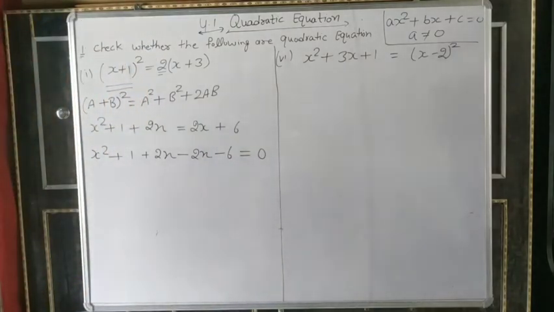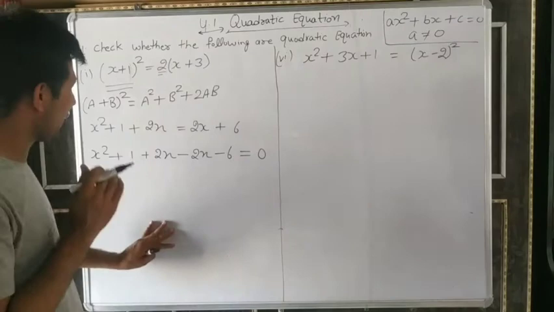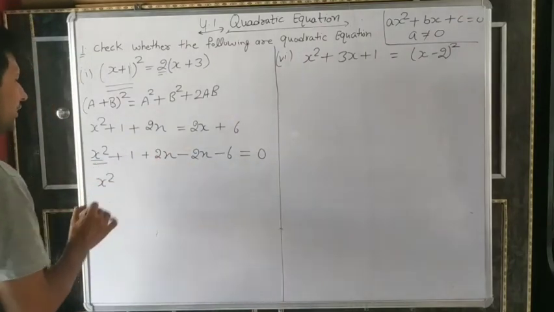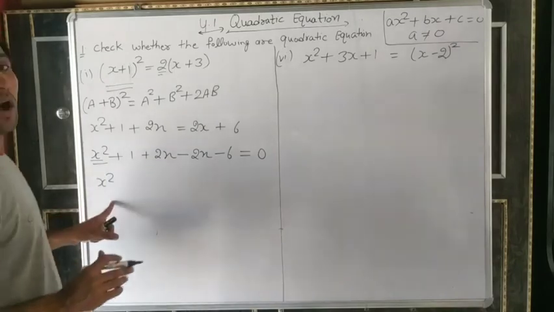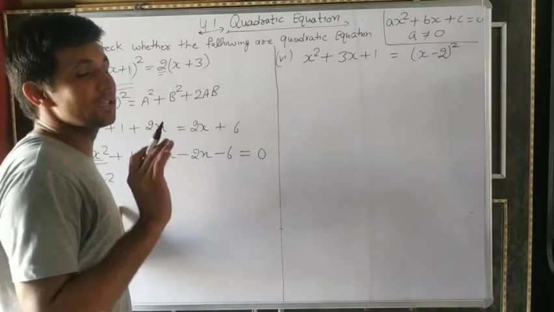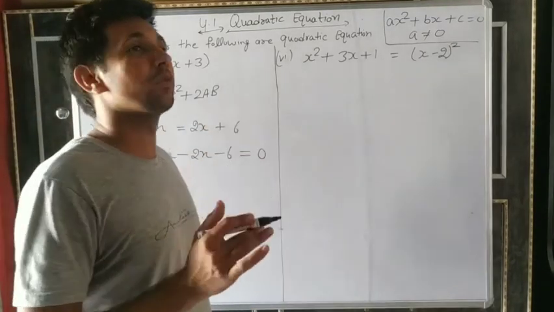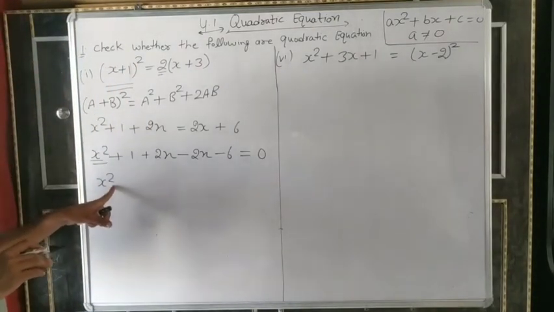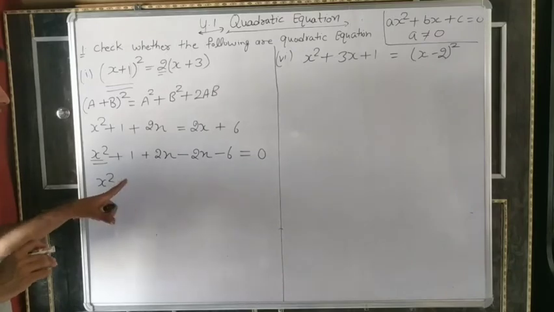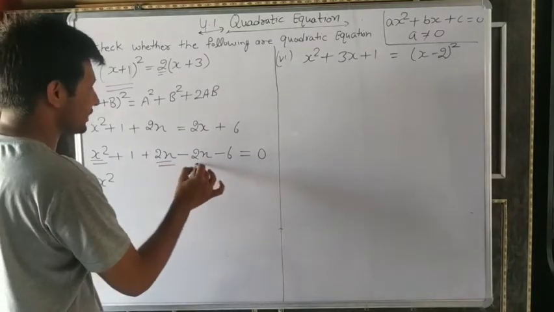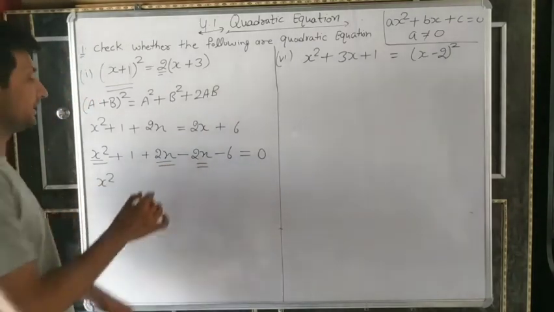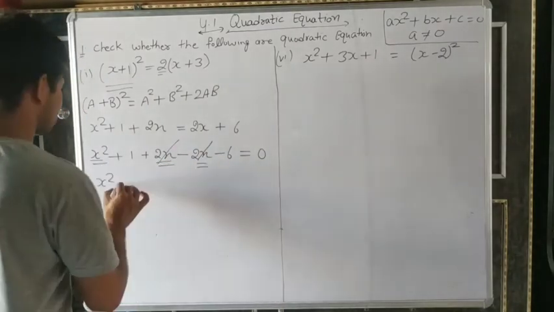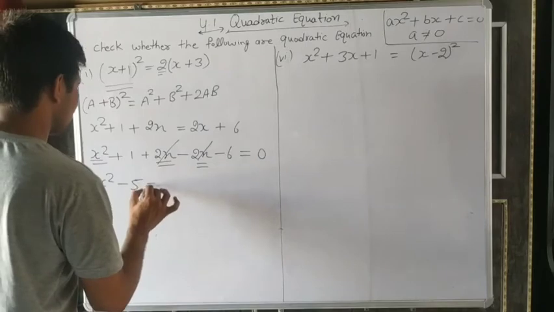Now we will identify like terms. X square, any x square? No. So we will write as it is. Now x square. Now always we will write the equation in descending order. Descending order means first we will write the variable whose degree is more. It is 2. Now 1. 2x minus 2x, 1 is positive, 1 is negative. 2x minus 2x, 0. 1 minus 6, minus 5, equal to 0.